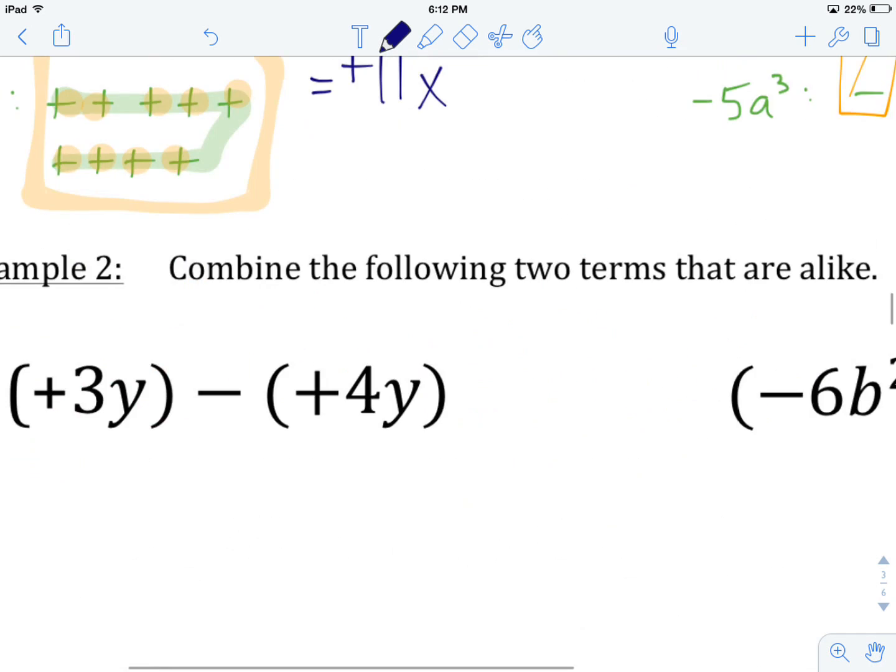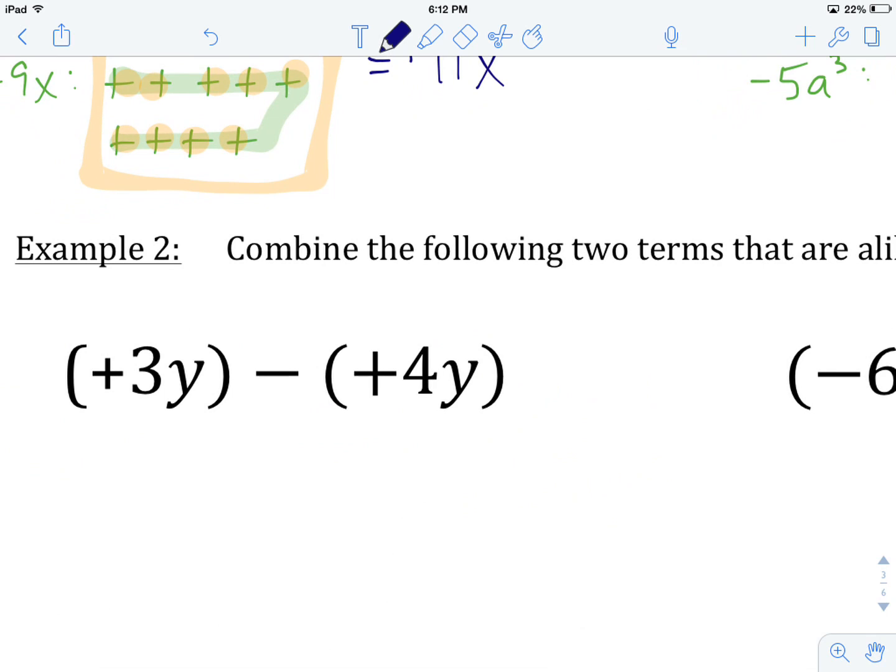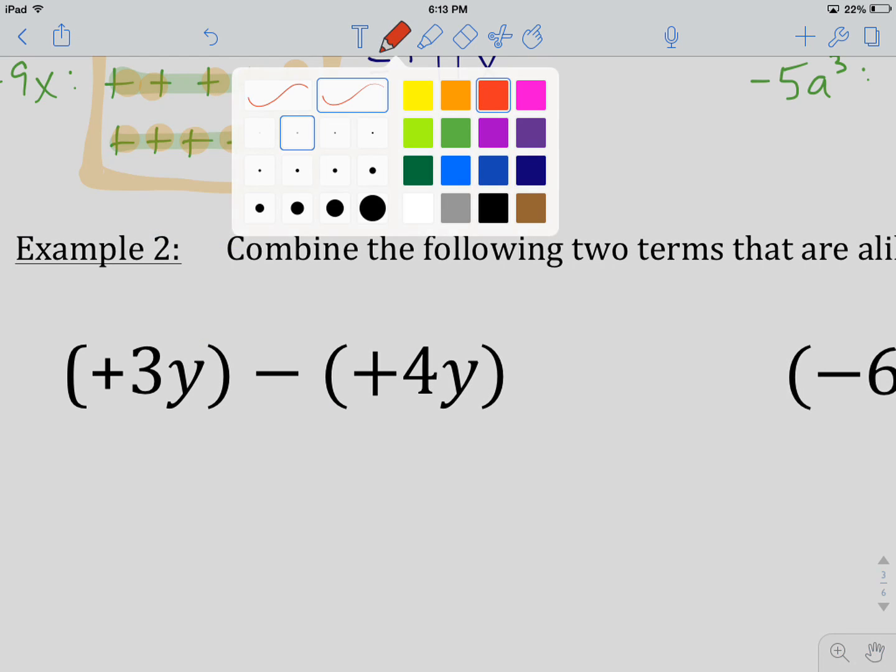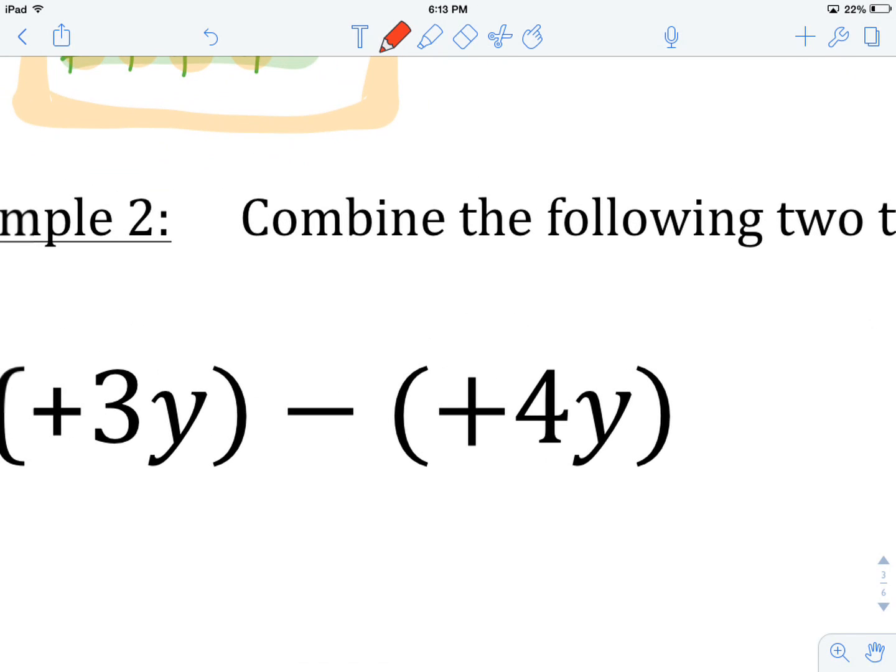Example number 2, we're going to combine the following two terms that are alike: plus 3y minus plus 4y. Okay, this one's not too bad, but you'll notice that when we're combining, we like to have an addition sign in between, and we have a subtraction sign here. So we want to change that first and foremost before we do any combining. I'm going to change that subtraction to addition, but in order to do that, I have to change the sign of the term after it as well. So that is no longer a positive 4y, that is now a negative 4y.